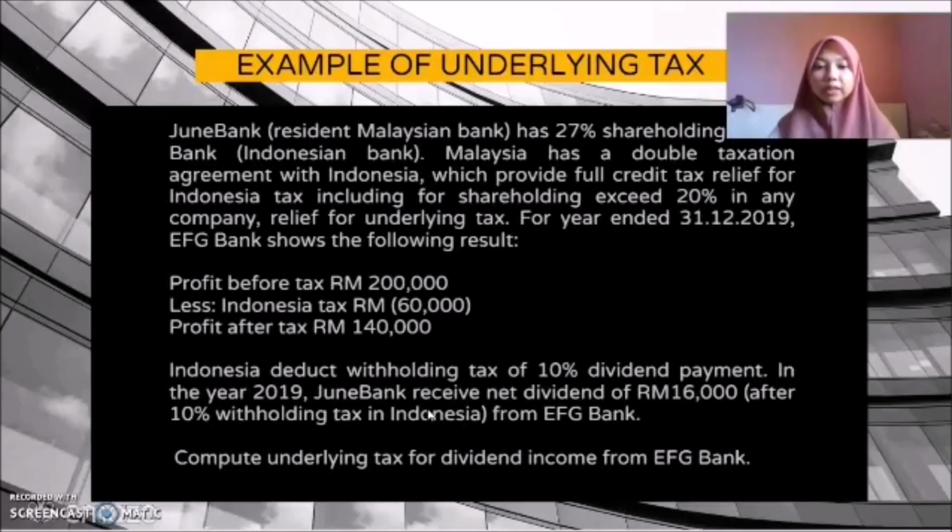Indonesia deducts withholding tax of 10% on dividend payment. In the year 2019, Jum Bank received a net dividend of 60,000 after 10% withholding tax in Indonesia from EFG Bank. Compute the underlying tax for dividend income from EFG Bank. So you can try to do it based on the formula before.